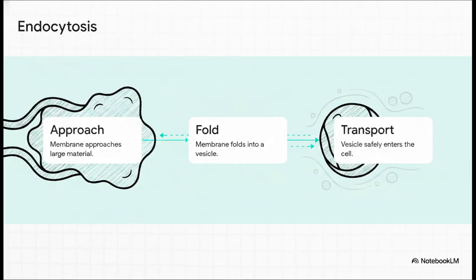But what if a molecule is truly massive? Or what if the cell needs to swallow a huge quantity of material all at once? A transport protein is way too small for that. Well, the cell uses a really cool process called endocytosis. Let's walk through the steps here. Step 1. The flexible cell membrane actually extends outward and approaches the large material. Step 2. Because of its highly fluid nature, the membrane literally folds in on itself, wrapping around the material to form a little protective pocket called a vesicle. Step 3. This vesicle pinches off and safely transports the massive cargo right inside the cell. It's literally the membrane swallowing the material whole.